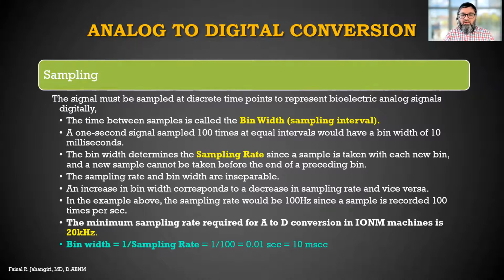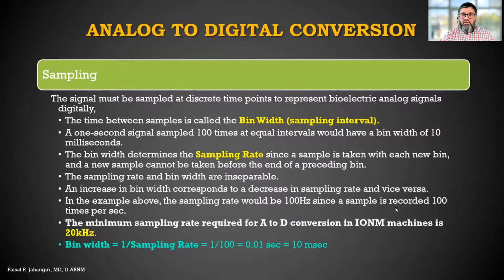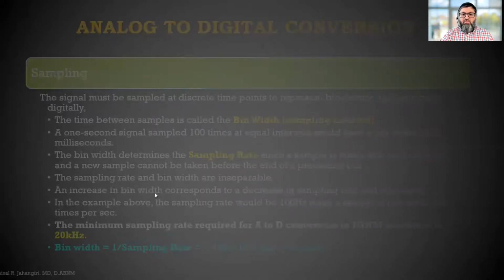An example, a sampling rate of 100 hertz: the sample is recorded 100 times per second. The minimum sampling rate required for analog to digital conversion in IM is 20 kilohertz. So 20 kilohertz, or 20,000 times per second, is the minimum sampling rate required for any IM machine. So again, for a 100 hertz signal, bin width is equal to 1 over sampling rate, which is 1 over 100, which is equal to 0.01 second or 10 millisecond. So if you want to remember the formula.